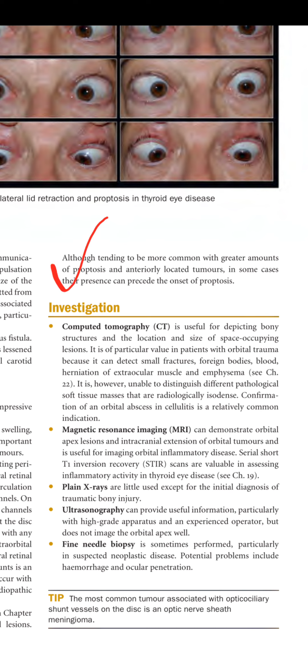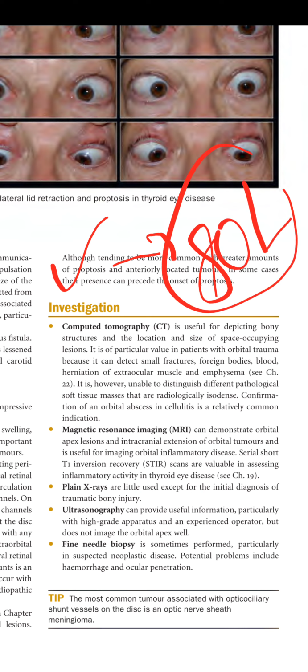So you perform CT scan whenever you want to see any space occupying lesion, or any fracture, or any foreign body, trauma and other kinds of conditions. But for soft tissue details, you have to perform an MRI. MRI can demonstrate orbital apex lesions and intracranial extension of the orbital tumor, and is useful for imaging orbital inflammatory disease. Serial short T1 inversion recovery scans are valuable in assessing inflammatory activity in thyroid eye disease.